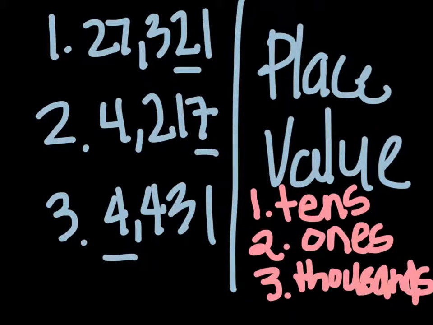Okay, so here are your answers. On number 1, you should have gotten that the 2 is sitting in the tens. Number 2, that 7 is in the ones place, and for number 3, the 4 is sitting in the thousands place.